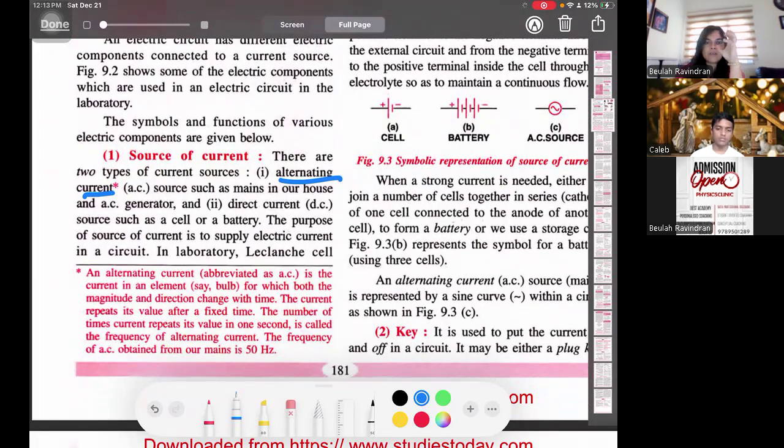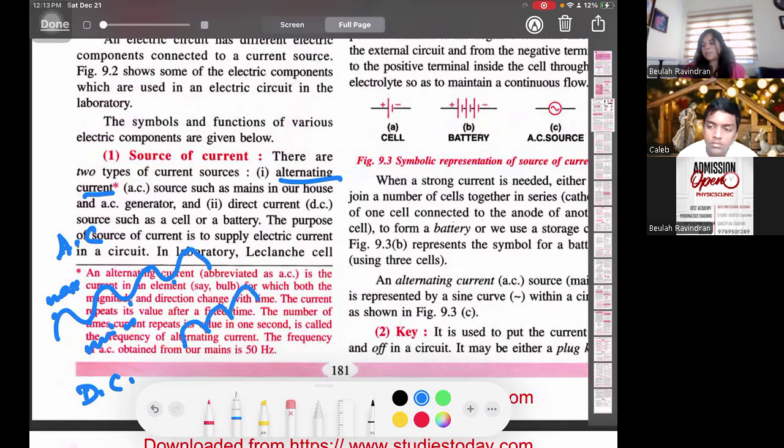The current is a sinusoidal waveform, like this, both positive, negative, positive, negative. Like that, the alternating current will be, alternating between maximum and minimum. If it is a direct current, only maximum might be there or only minimum might be there. Clear?